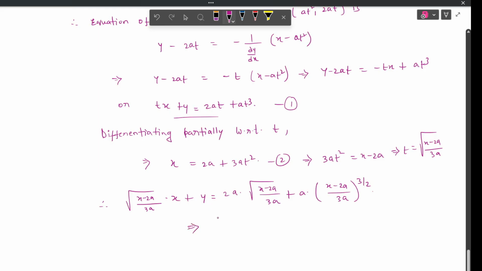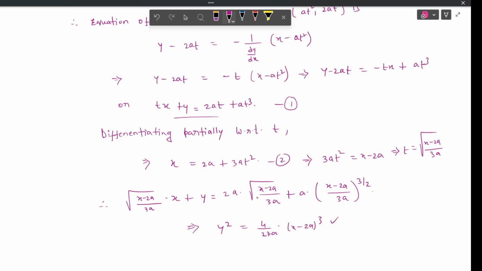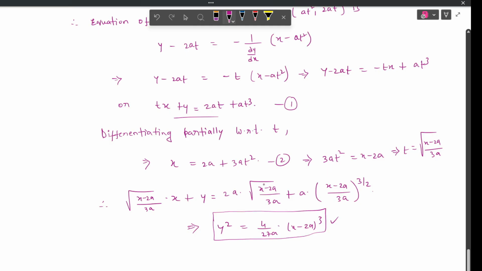So after simplification, you will get y square equals 4 by 27a into (x minus 2a) whole cube. It is the same equation we got earlier. So try to simplify this, and you will get the same equation we got earlier. So we have come to know that there are two methods to find evolutes.